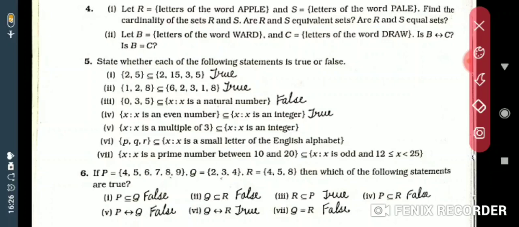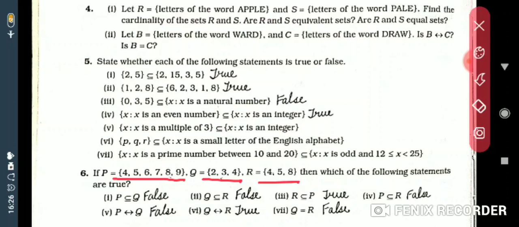Now next question. If P has the elements 4, 5, 6, 7, 8, 9, Q equals 2, 3, 4, and R equals 4, 5, 8, which of the following statements are true? First, P is a subset of Q.